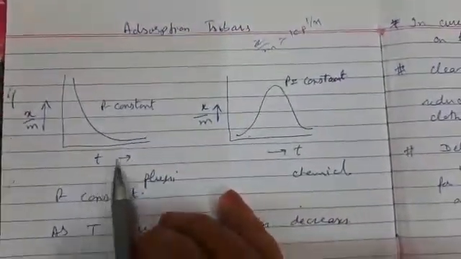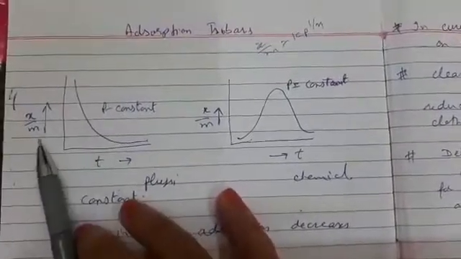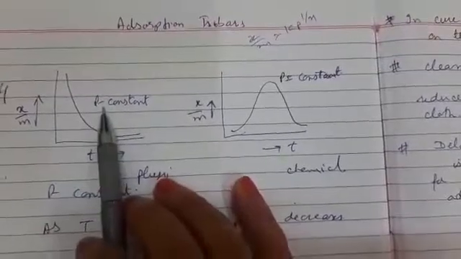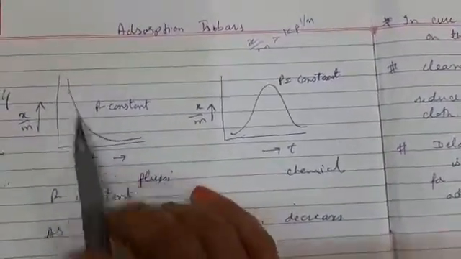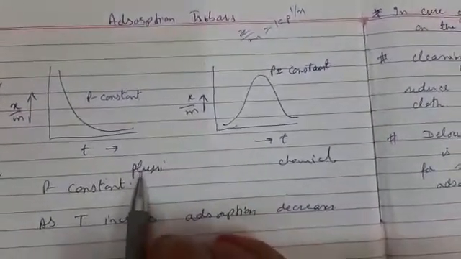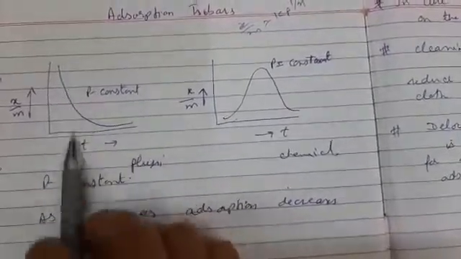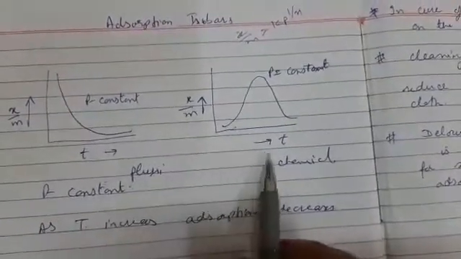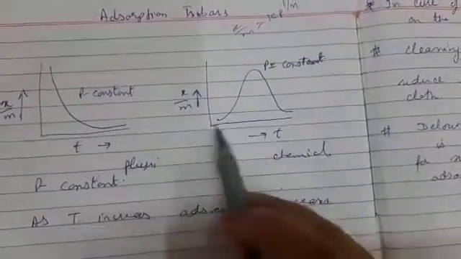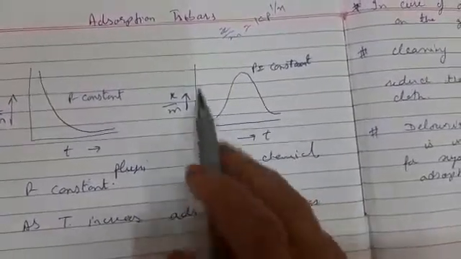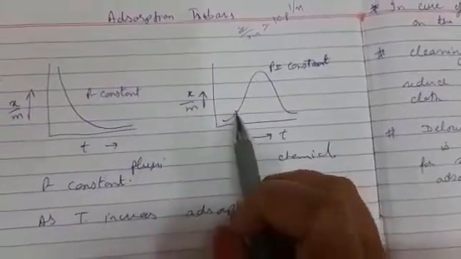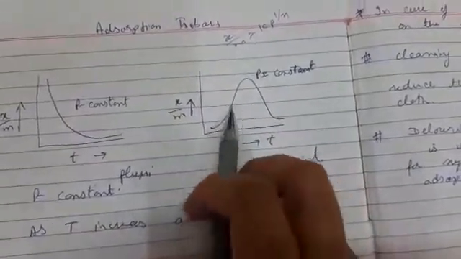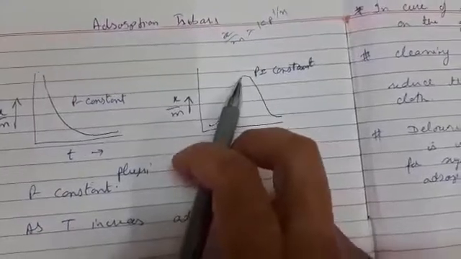Now when we plot a graph between temperature T and x/m, with P constant, meaning pressure is constant, it is the case of physical adsorption. In physical adsorption, as temperature increases, adsorption decreases. In chemical adsorption, when we plot temperature along the x-axis and x/m along the y-axis, it is observed that the curve first goes upward, then downward. So here it is in equilibrium.